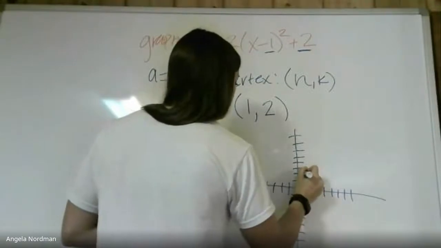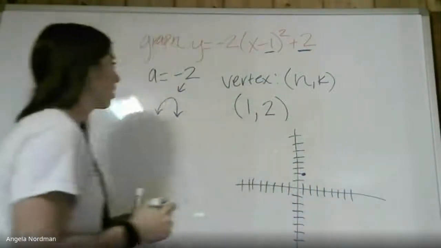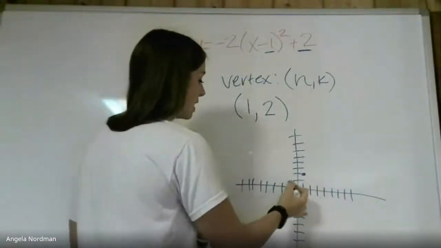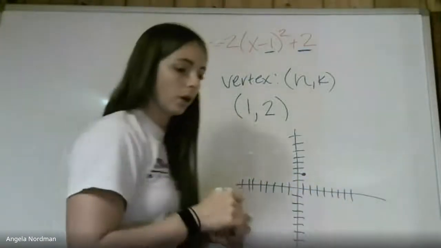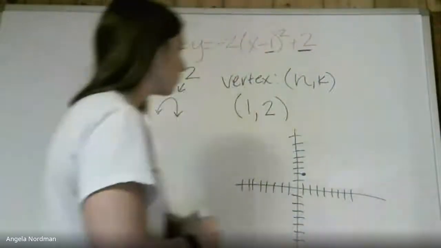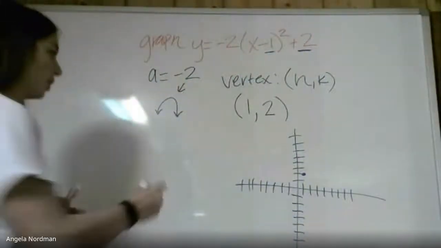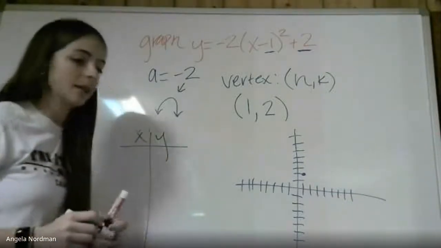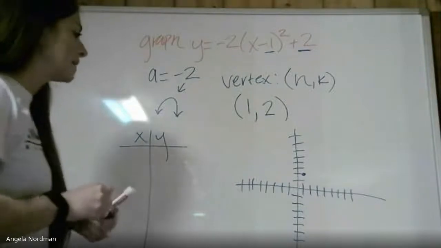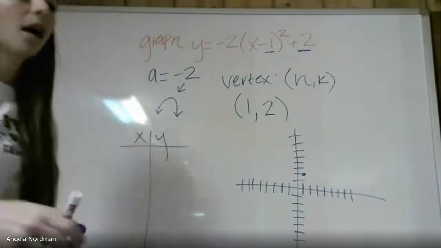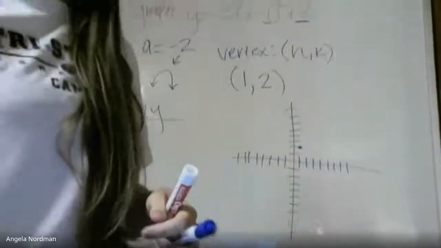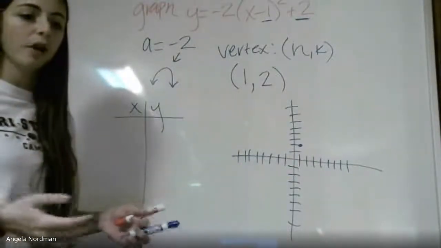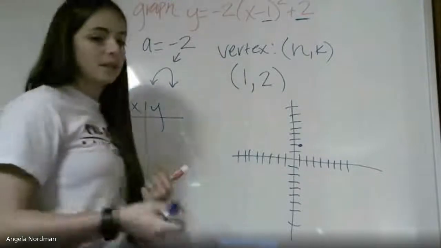So 1, 2. So since I opened down, I know that this is going to be the very top of my parabola. Something's going to make this go ahead and open down. So I have nowhere else to go from here. So what I have to just start doing is making an XY table. So I like to make educated guesses. There's no right or wrong points to find in an XY table when you're trying to create points for any kind of graph, but there's better points than others.